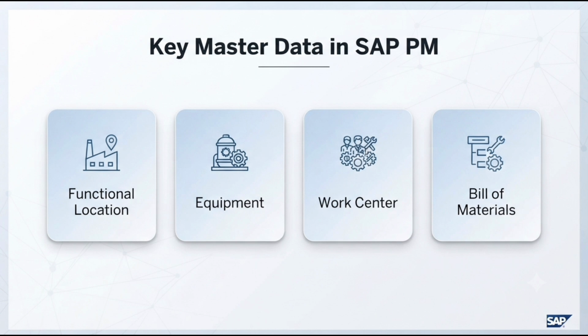Functional locations represent the hierarchical structure of a plant, such as areas, buildings, and rooms. Equipment records represent individual machines or technical objects that can be maintained independently. Work centers define who will perform the work and their available capacity. Bills of material list the spare parts and components required for a piece of equipment or functional location. Additional important objects include measuring points, counters, and task lists.